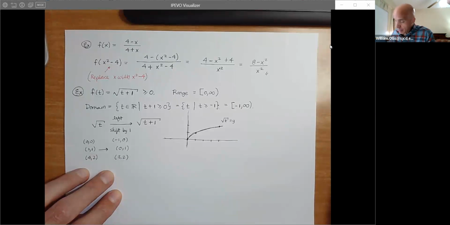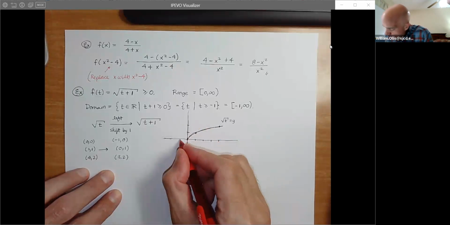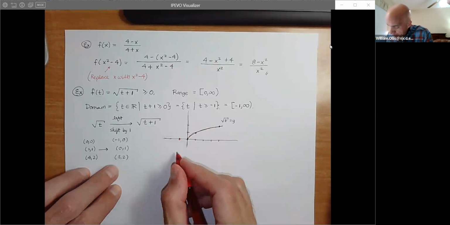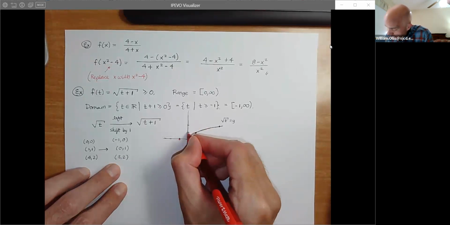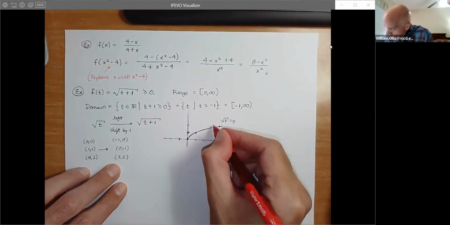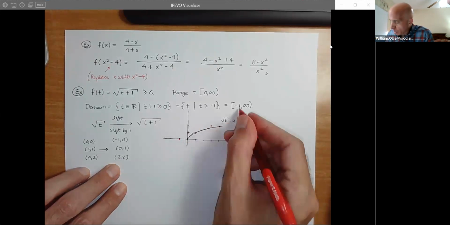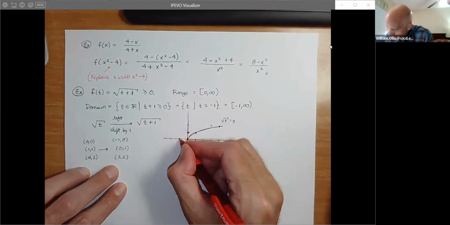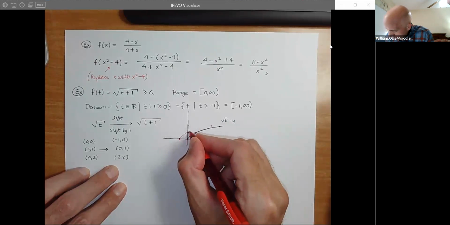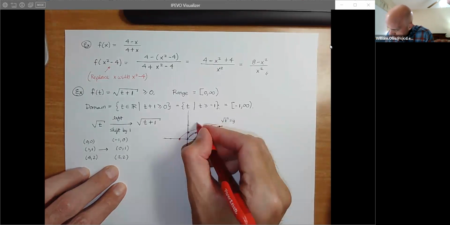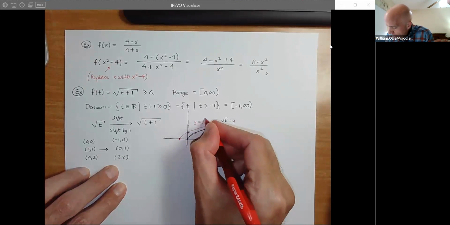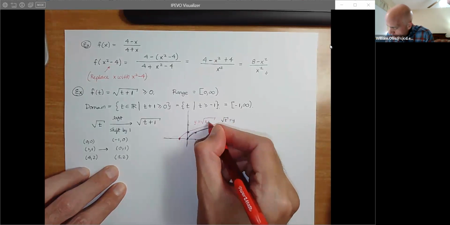So if we plot these, we have, well, of course, we know this. (-1, 0), (0, 1), and then (3, 2). But we already knew that we would have to start at negative 1 by our domain calculation. We get something like that. y equals the square root of t plus 1.